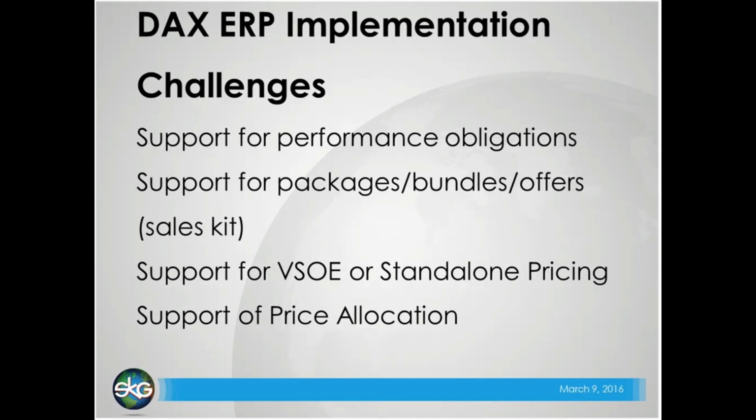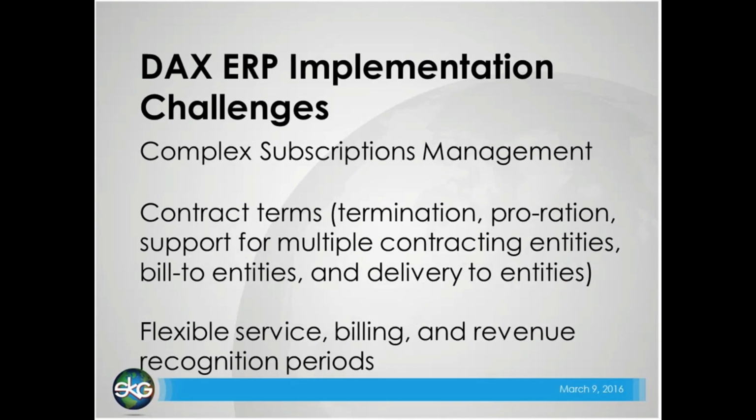You're also going to need support for packages or bundles or offers. In some ERP systems, they call this a sales kit. Dynamics AX doesn't have a concept of sales kit specifically. We have, and can show you later, some capabilities that can address that. You're going to need support for the VSOE or standalone pricing requirements, which are part of the standard. You're going to need support for price allocation. So once you've established the transaction price and the different performance obligations, how are you then going to allocate that price? These are all things you'd have to do in the ERP.